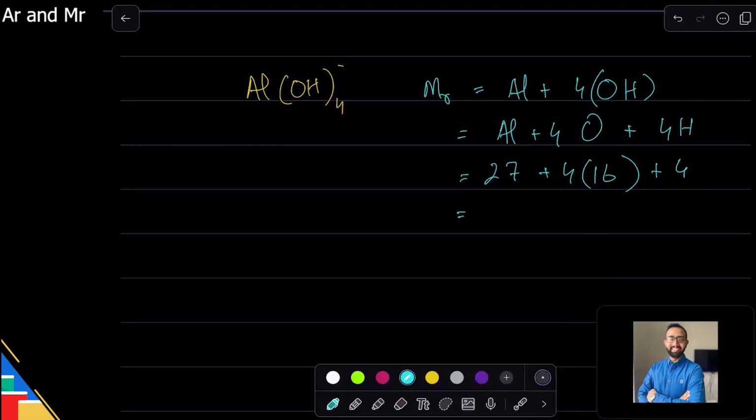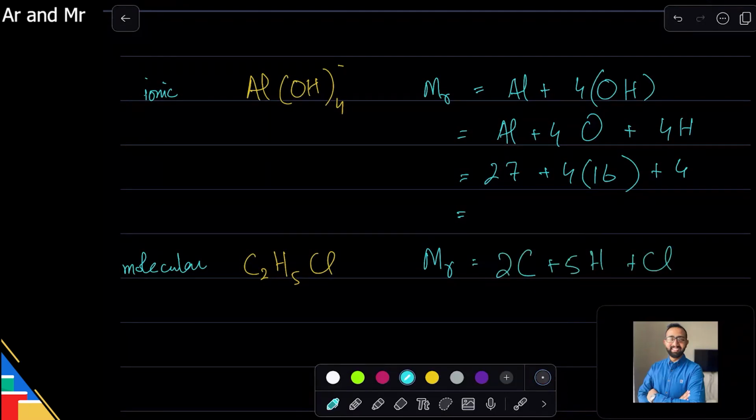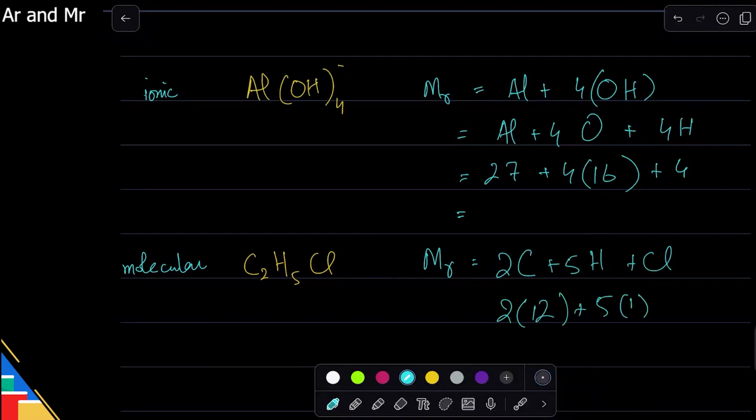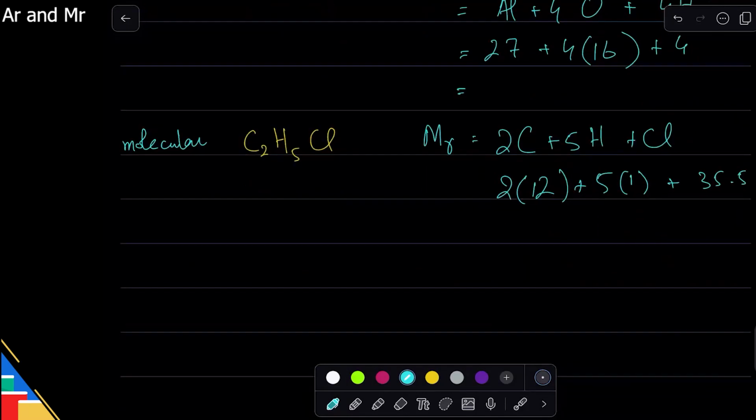Now, what if I don't have that? What if I have a molecule like C2H5Cl? Now, this is again MR, but this time we'll call it molecular mass. So this is ionic mass. This is molecular mass. But they're all relative to 1/12 of a carbon atom. And same method, 2 carbons, 5 hydrogens, 1 chlorine. I always try to list them first, because then I can plug in the values from the periodic table. So 2 times 12 plus 5 times 1 plus 35.5 for chlorine. And there I get the total value.